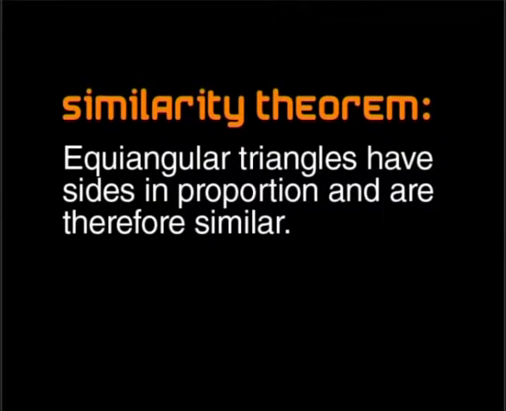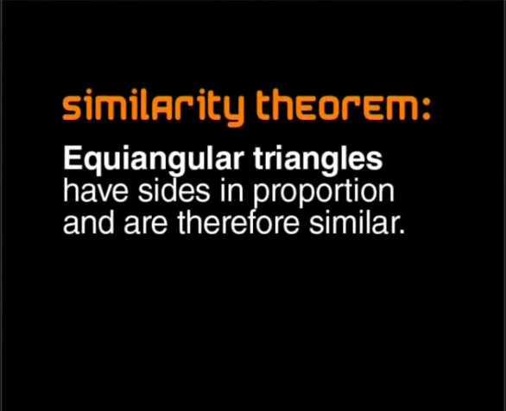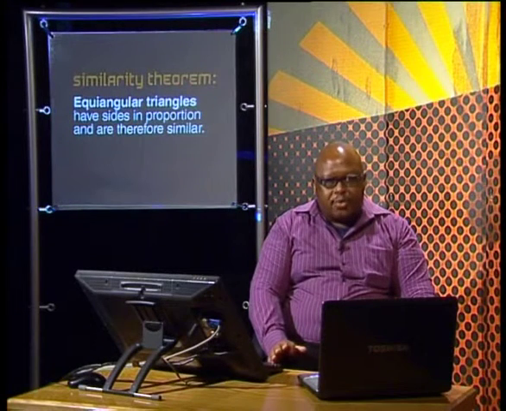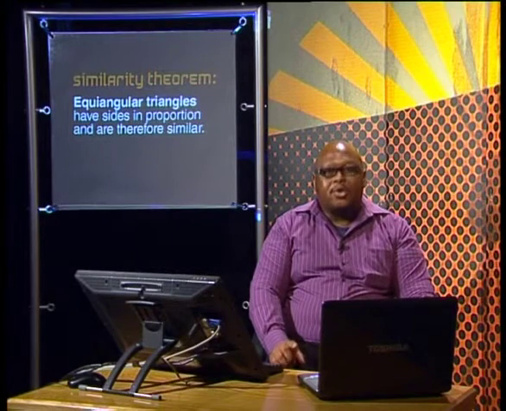This theorem states that equiangular triangles have sides in proportion and are therefore similar. Read the theorem carefully for yourself. What is the given information and what do we need to prove? We are given triangles that are equiangular. That means that their corresponding angles are equal. This is all that we are given. The rest is for us to prove.